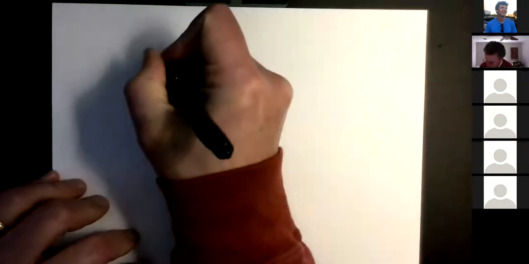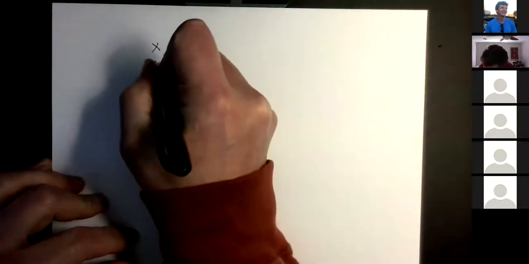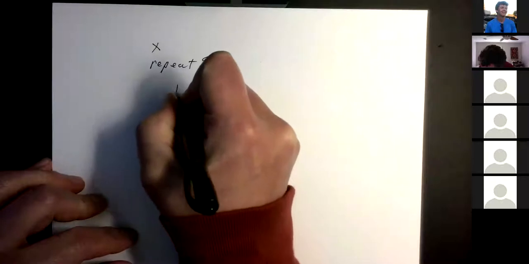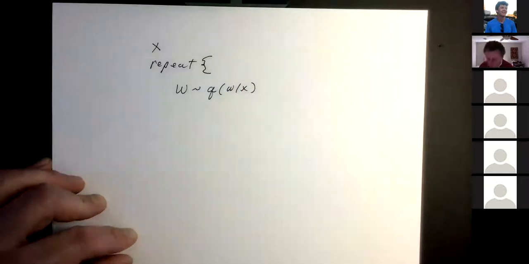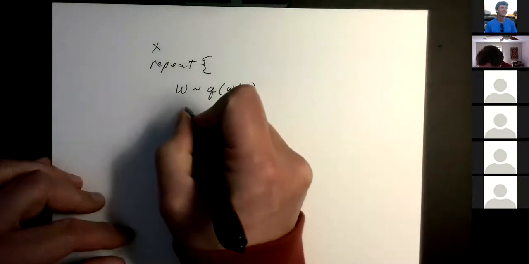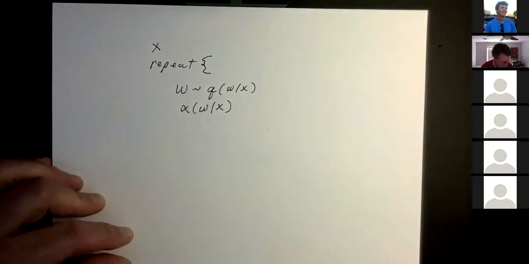Okay. So last time we were talking about the Gibbs sampling algorithm, the Metropolis-Hastings algorithm. So the basic algorithm is that you start off with some state X, and then you repeat. And the repetition is that you, first of all, generate a sample W with some proposal distribution Q of W given X. And then you calculate alpha of W given X. So this is the acceptance probability.